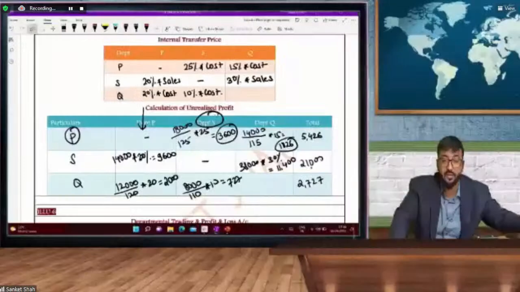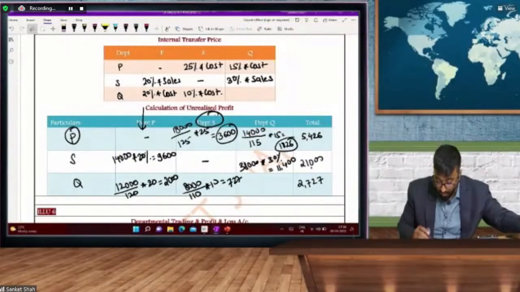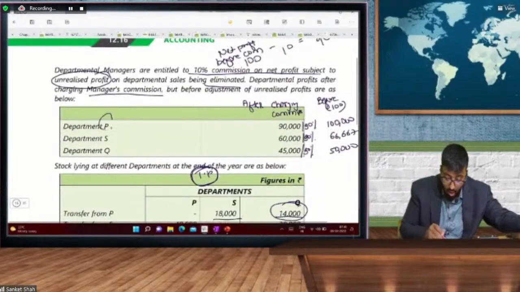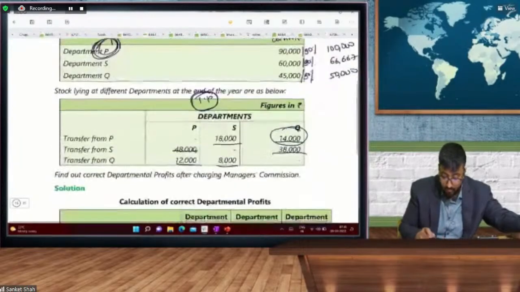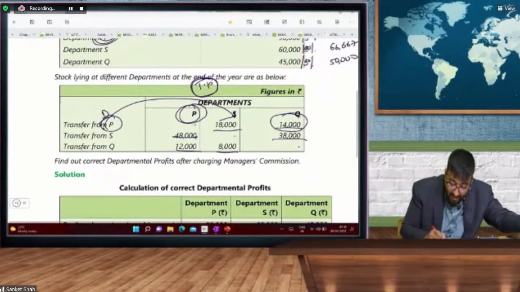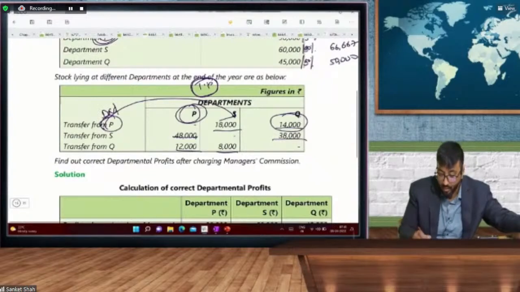See beta, now here Department P stock, Department P is transferring to S. So who is dad here? P. Who is son here? S and Q. Here S is a dad.